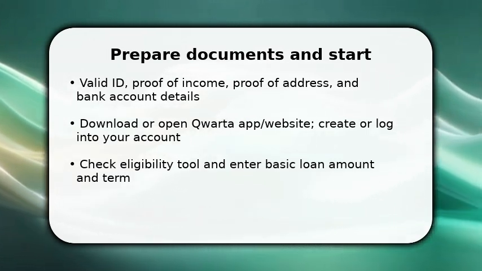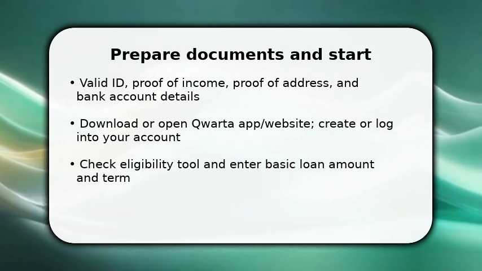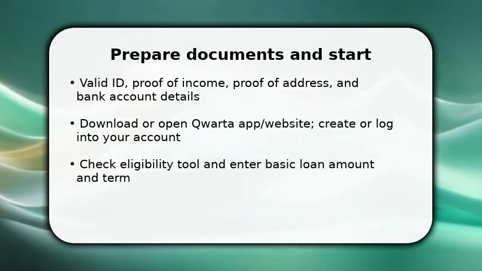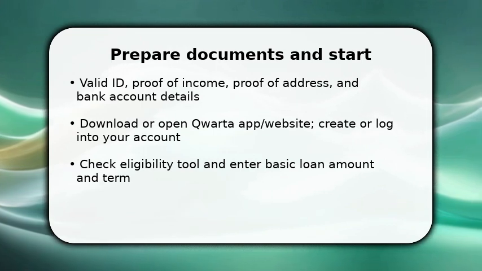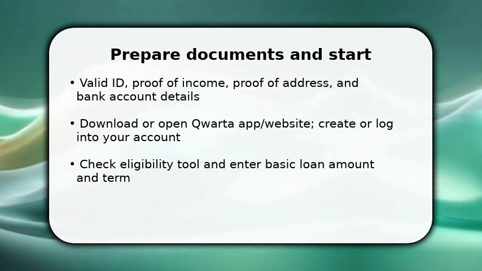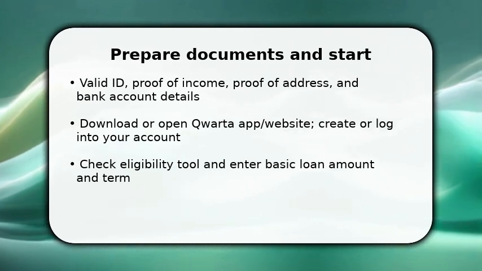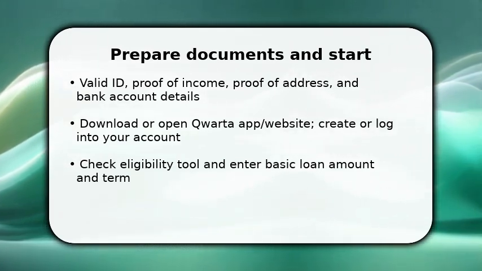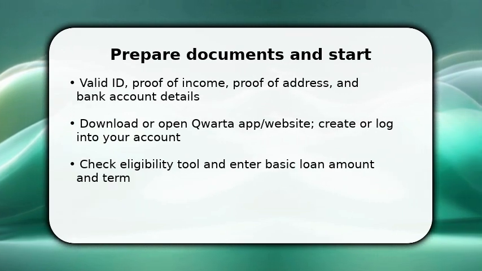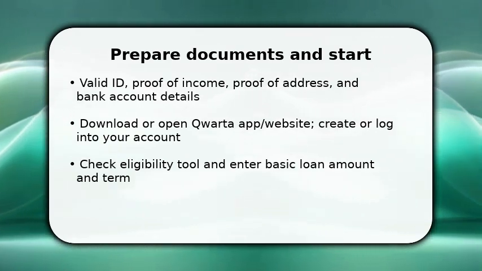Once ready, open the Qwarta app or website and sign in or register with your phone and email so your profile is current. Next, use the eligibility checker and input the loan amount and desired term. This gives you an instant pre-qualification estimate, which helps you decide how large a home credit you can responsibly request.